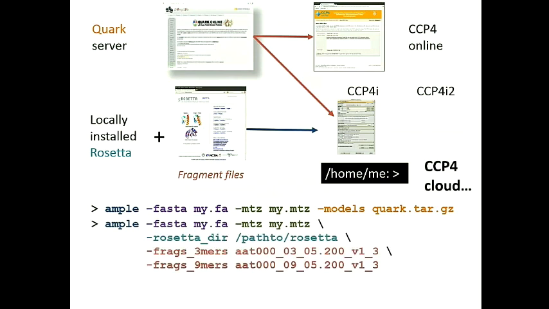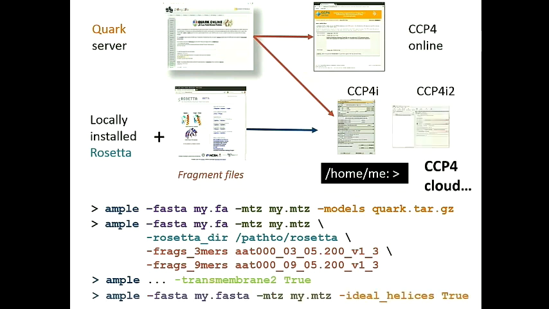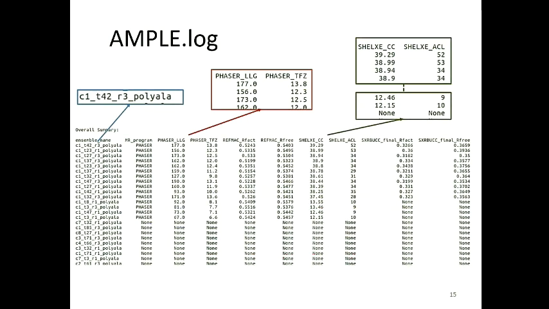If you're modeling, it's a little bit more complicated. You need to give it the fragment files, which are the raw material for the modeling, and you need to tell it where Rosetta is. You've got an extra flag if your target is transmembrane. And if you want to try this simplistic ideal helix mode, you can. However you run it, you'll get an Ample log file. This may be presented more elegantly in a GUI, but this is just the command line version.